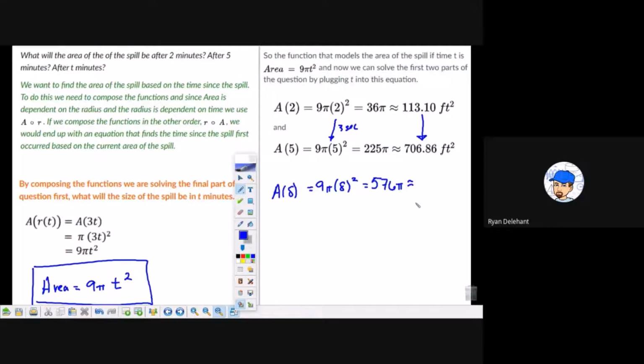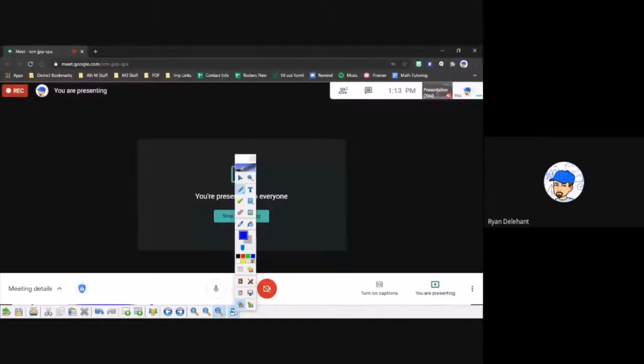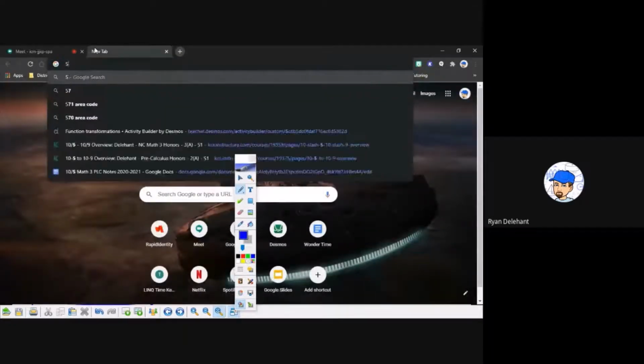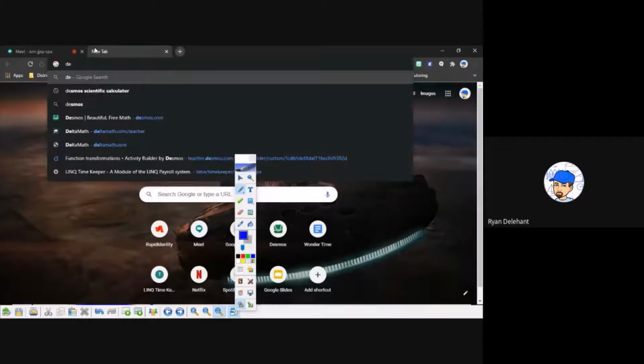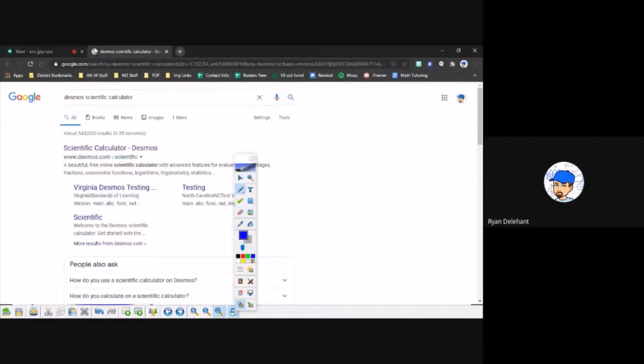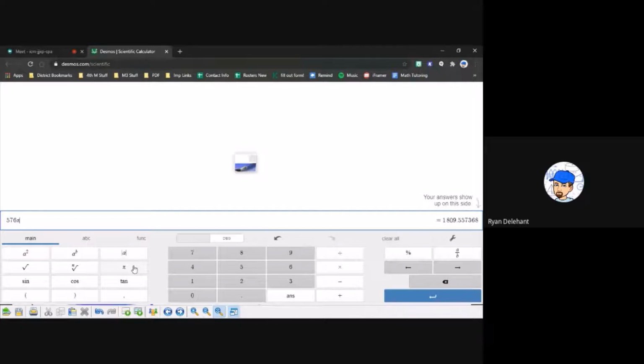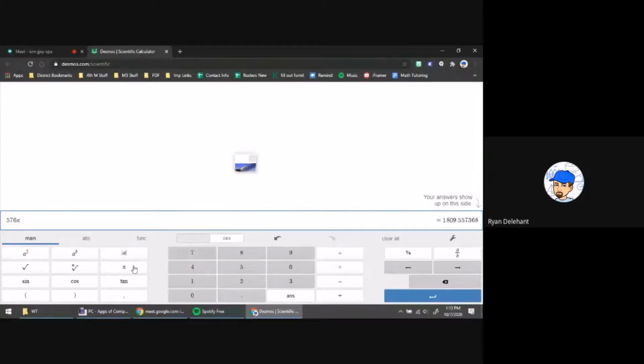And what is 576 times pi? That one I'm not going to try to do in my head because I'm going to do it on the calculator too, because it's a good thing for me to show. So 576, oops, that's not what I wanted. I wanted Desmos. So was it 576 pi, right? Here's my pi on this thing. There it is. 1,809.56.